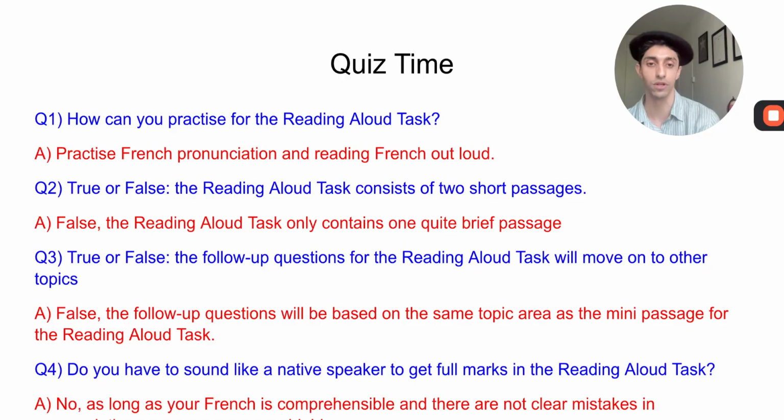The other thing to be careful of, of course, is clear mistakes in the pronunciation. Things like the letter H should not be pronounced in French at all. Combinations of letters such as GN would be pronounced 'gne' normally in French. So if you make mistakes in terms of these sorts of things with pronunciation, then you can be penalized. But as long as your French is comprehensible and there are not very clear mistakes in terms of pronunciation, you can still score highly.